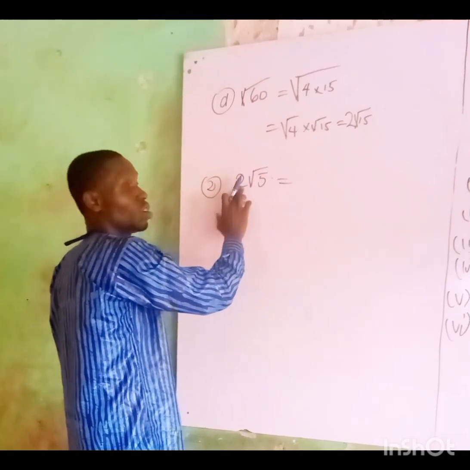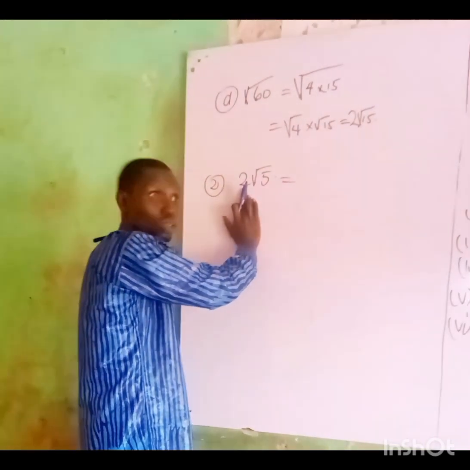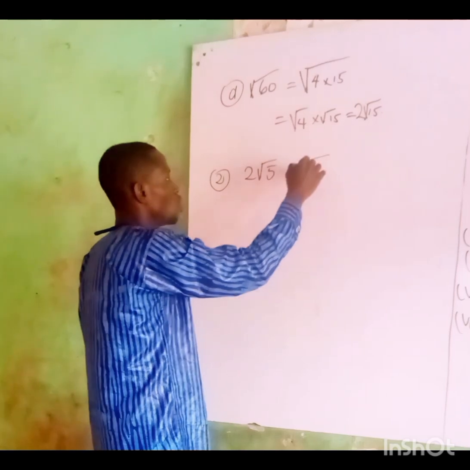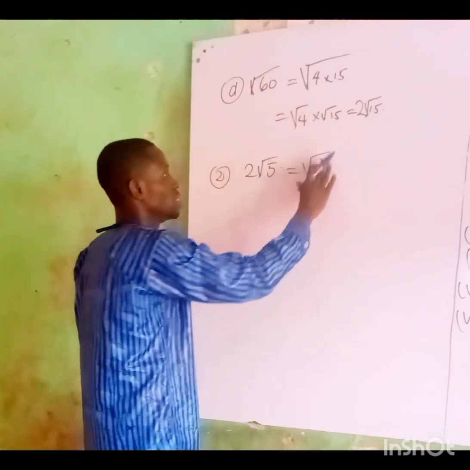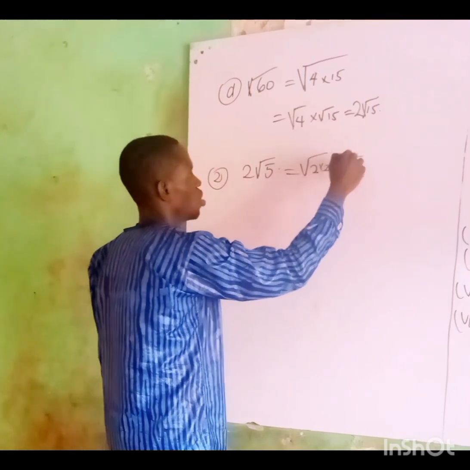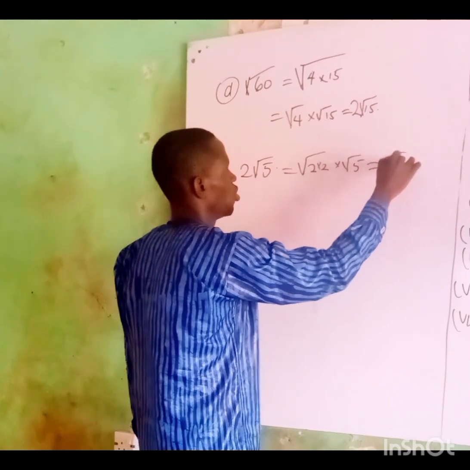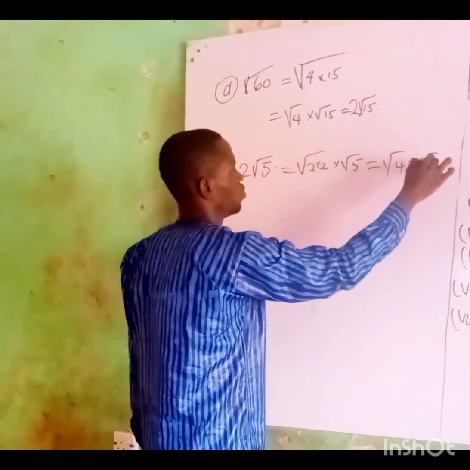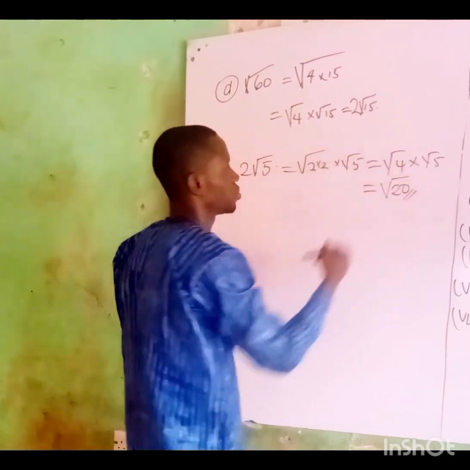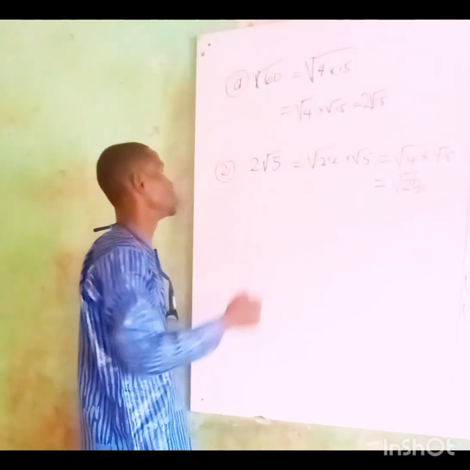Any number that is outside the root means we have found the square root already. So you return it back into the root. To return it, it is going to be the square root of 2 squared, that is 2 times 2, times the square root of 5. So 2 times 2 gives us 4 times root 5. That will be root 4 times root 5, root 20. Is that clear? Very good.